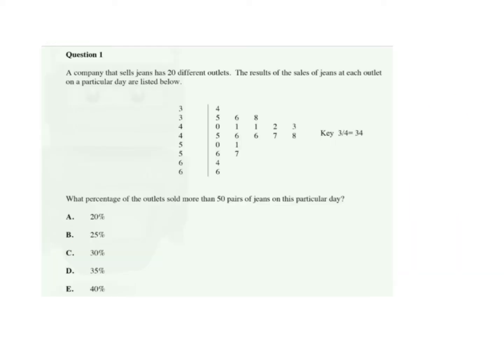A company that sells jeans has 20 outlets. The results of the sales at each outlet are listed below. They told you n equals 20, which makes your life a little bit easier. What percentage? Again, I see that it's a percentage, so I'm going to write amount over total times 100, to make sure I do it right. What percentage of the outlets? So I know that's the total.